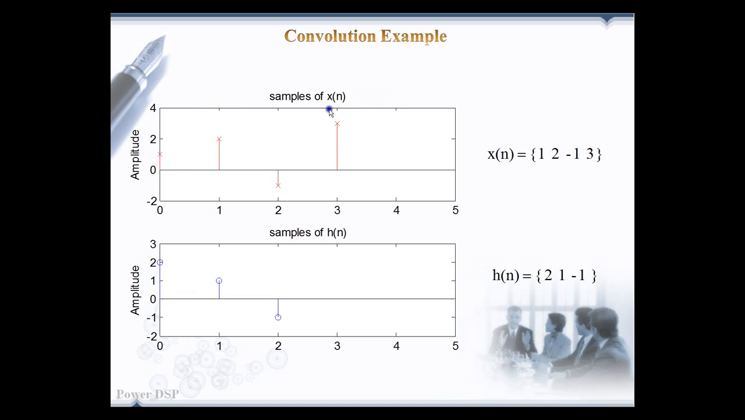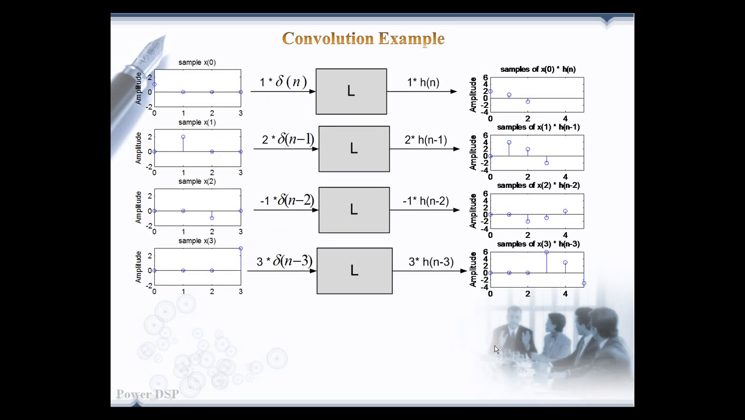Let's take an input x of n as 4 samples: 1, 2, minus 1 and 3. Impulse response with 3 samples: 2, 1 and minus 1. We need to find the output for this input x of n. Next, what we are going to do here is to send only one sample at a time instead of all the samples. This is usually called impulse decomposition.